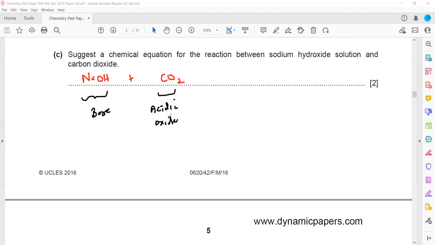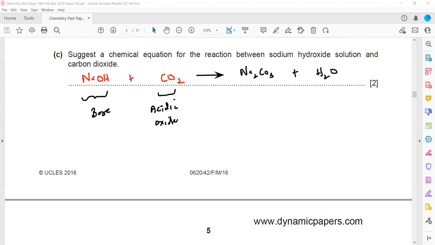So when acid or acidic oxide reacts with a base, what will be the product? The product will be salt and water. So it will produce salt. Carbon dioxide will give a carbonate salt. So it will produce Na2CO3 plus water, that will be H2O.